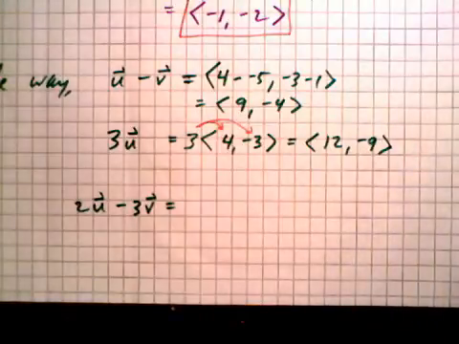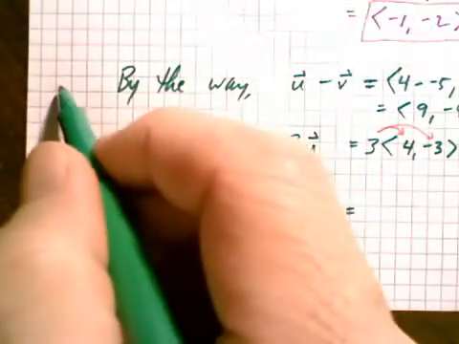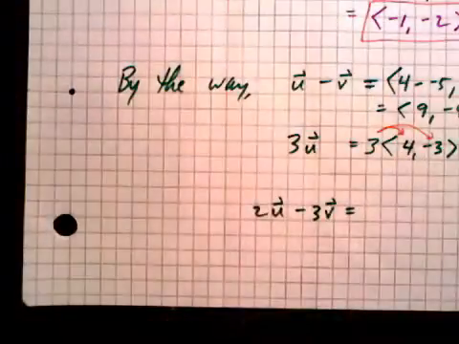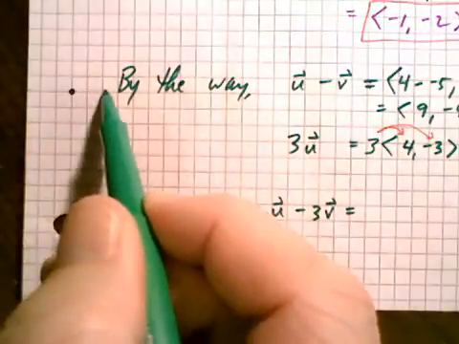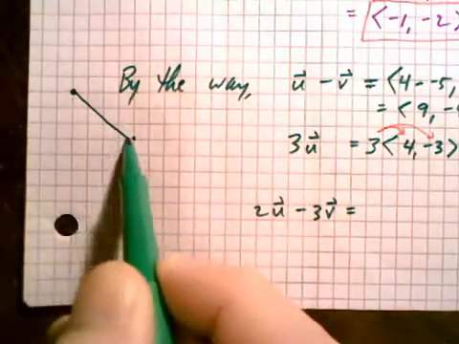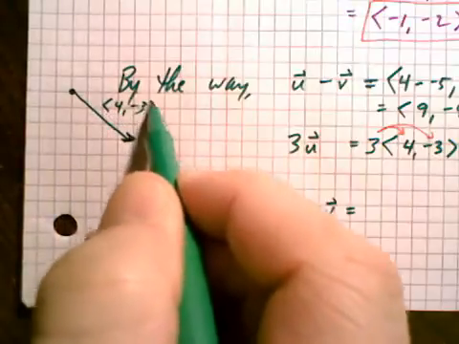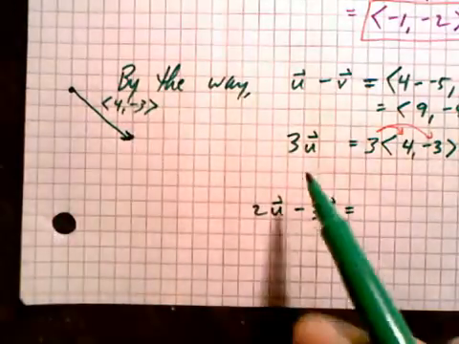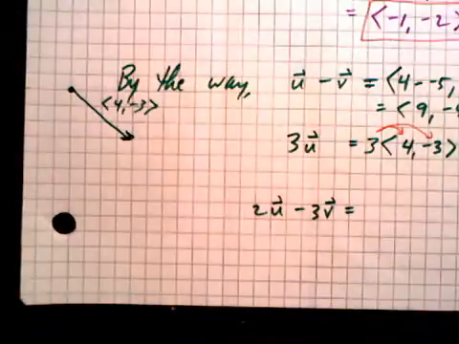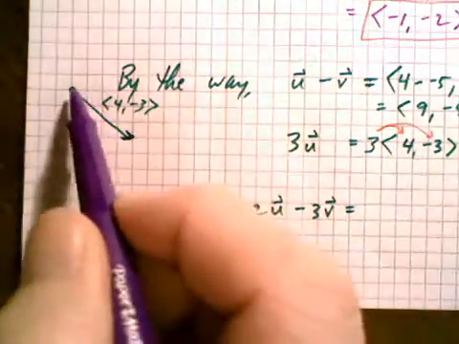Well, what did we do here? What does that mean? For 4, -3, if we take this vector and go out to the right 4, 1, 2, 3, 4, and down 3, 1, 2, 3, then we have this vector right here. Okay, that's the vector for 4, -3. When we multiply it by 3, basically we're extending the vector by a factor of 3. And so you see that we got 12, -9.